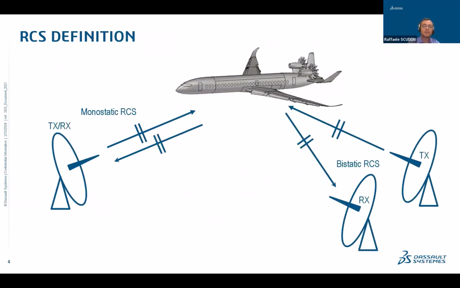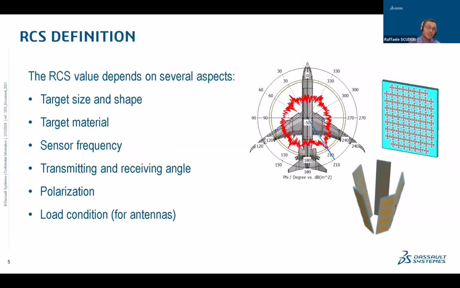We just mentioned the definition of monostatic RCS, but we can also have bistatic RCS or multistatic RCS, depending on how many transmitters and receivers you have and depending on where they are located. And as I said, even if RCS appears in the radar equation like a little letter sigma, it depends on several aspects, like target size and shape, material, frequency of your radio frequency sensor, transmitting and receiving angle, the polarization of your device, and also the load conditions for antennas.